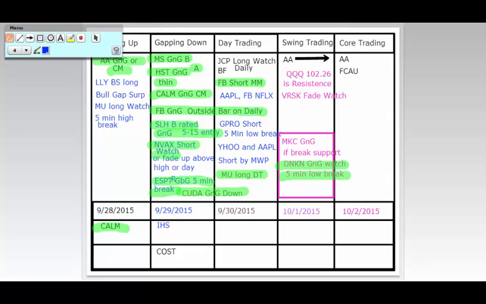MKC. Guys, MKC is a sell setup. Okay, so this is not a grade A gap. Irwin, DNKN, you shorted it way.